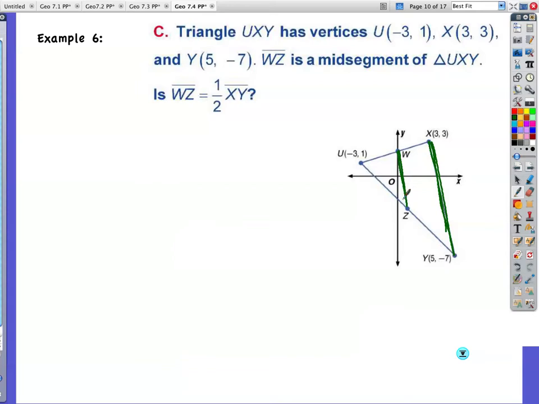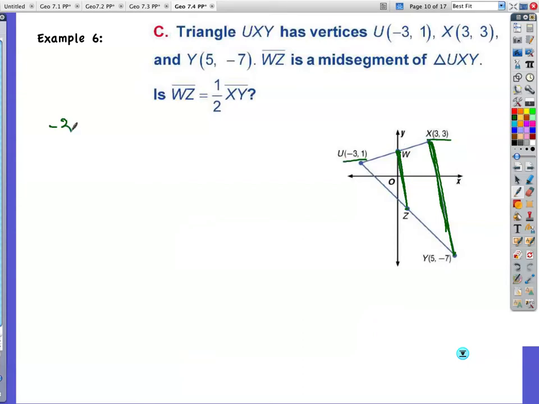Distance formula. All right, so I'm going to have to use the distance formula to find this distance, and I'm going to have to use it to find this distance. But I can't find this distance unless I know what my points are. How will I find my points? I will use the midpoint formula. So let's start there. I'm going to take the midpoint of these two.